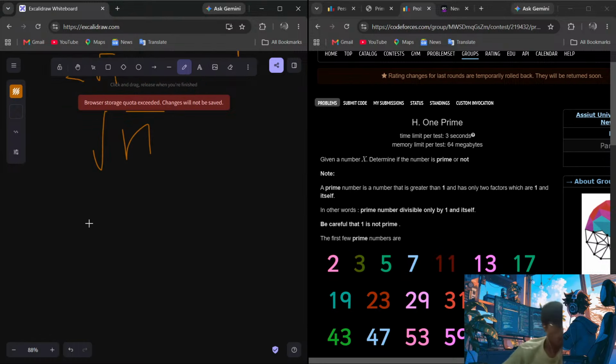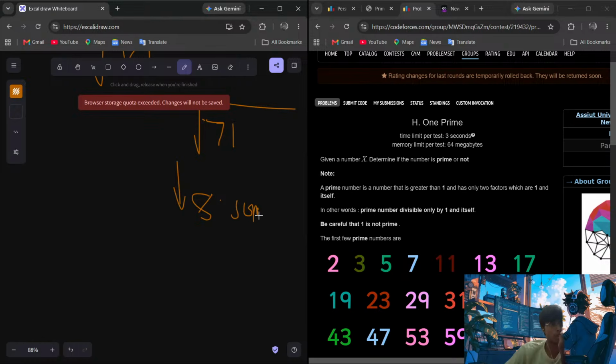So suppose I take 70, what will I take? I will take 71. If I take the square root of 71, what will I get? The square root of 71 is 8.864, so I will get something around 8 point something. I can consider it to be 8, right?